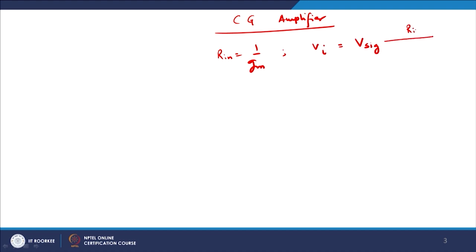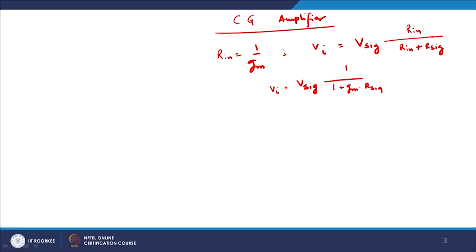So, this is basically your common gate amplifier, and if you solve it, I get Rin equals 1 by Gm. This we have already seen just now. I can say Vi equals Vsig into Rin upon Rin plus Rsig. Rin is the input resistance which you see, and Vsig is the voltage of the signal. Therefore, I can write Vi equals Vsig divided by 1 plus Gm times Rsig.